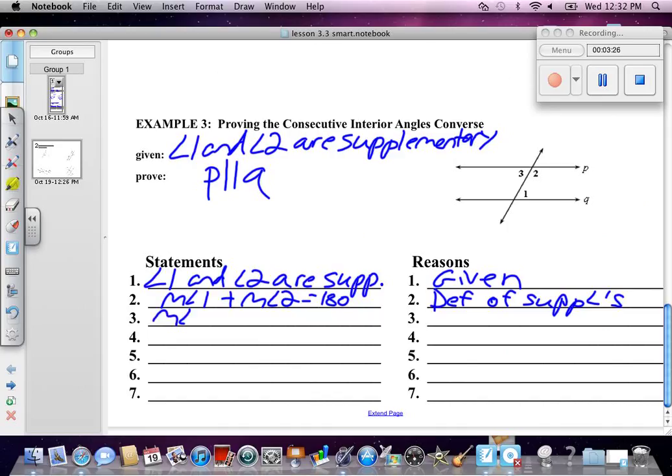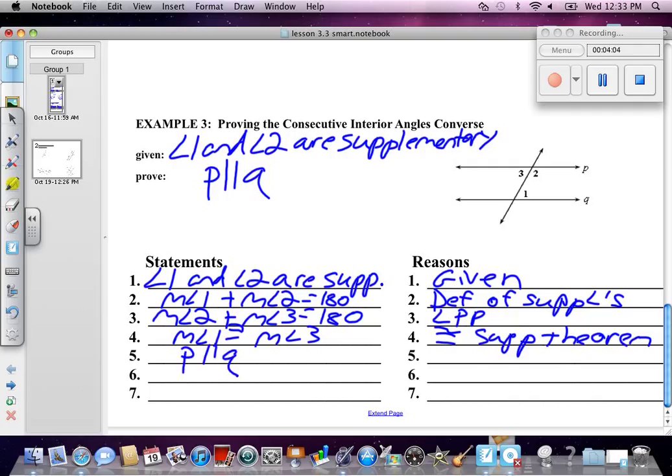And then we say the measure of angle 2 plus the measure of angle 3 equals 180 by the linear pair postulate, because they form a straight line. Then the measure of angle 1 is congruent to the measure of angle 3 by the congruent supplements theorem, which states if one angle is supplementary to two others, then those two others must be congruent. Therefore, we've proven that P is parallel to Q by the alternate interior angle converse.